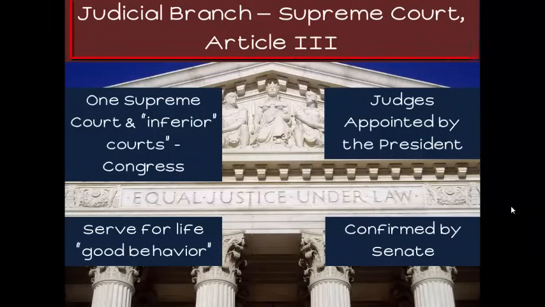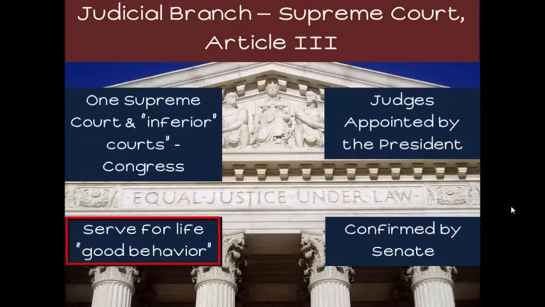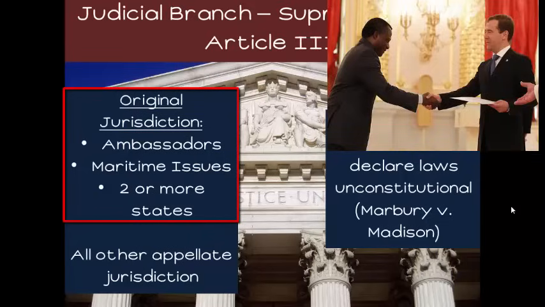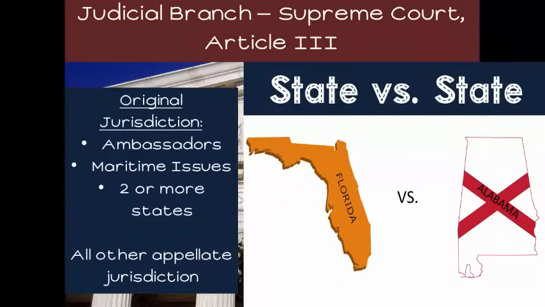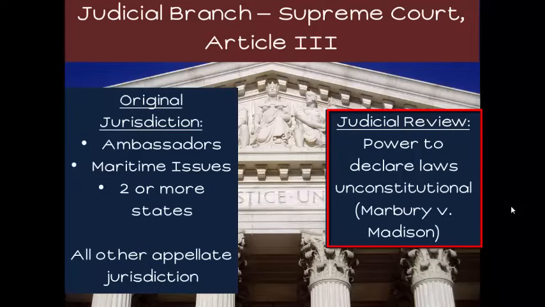Hopefully you remember that the Constitution wasn't very specific about the judicial branch. It stated that there would be one Supreme Court and that Congress could make, quote, inferior courts. It said that judges would serve for life as long as they maintain, quote, good behavior, and that judges would be appointed by the president and confirmed by the Senate. It also said that the Supreme Court would have original jurisdiction, or the power to hear court cases first, for those involving ambassadors or representatives from other countries, maritime issues or those that take place at sea, and cases involving two or more states. Otherwise, the Supreme Court has what's known as appellate jurisdiction, cases that have been appealed to the highest court. Again, it took the case of Marbury versus Madison to establish the main power of the Supreme Court, judicial review, or the power to declare a law unconstitutional.